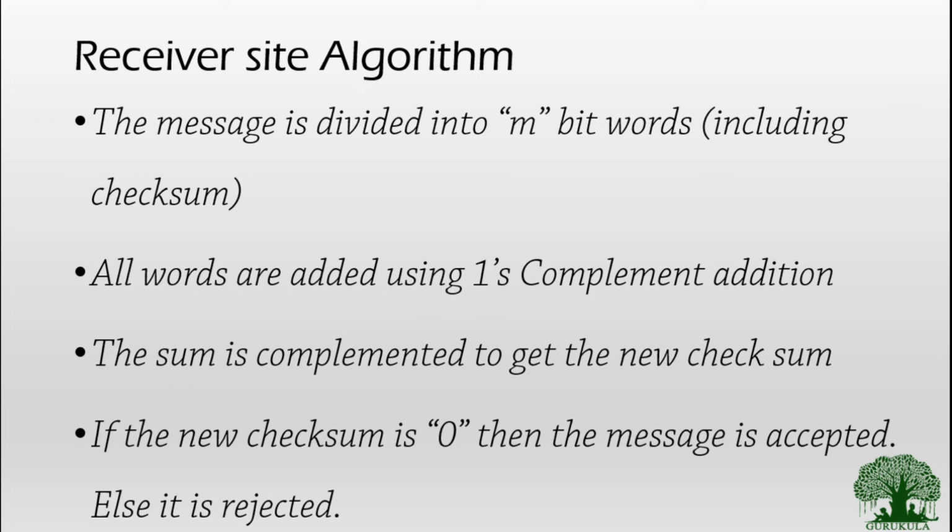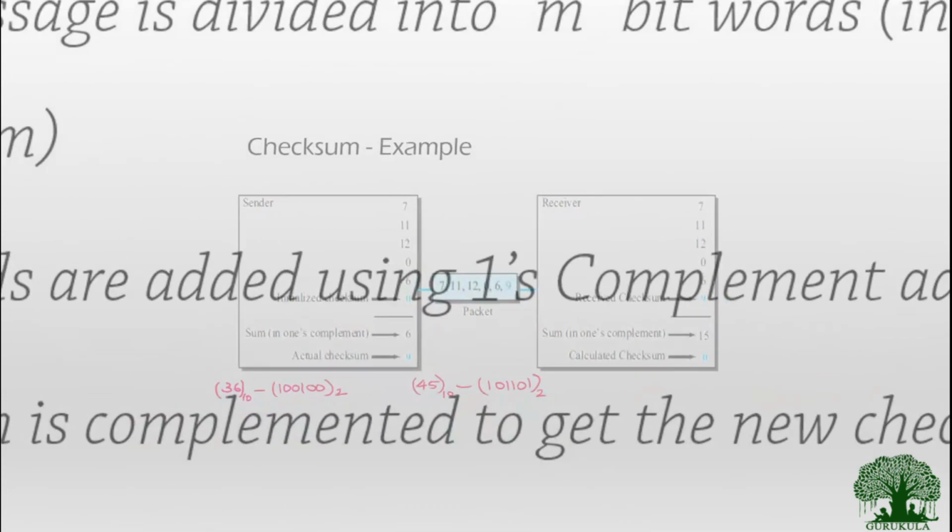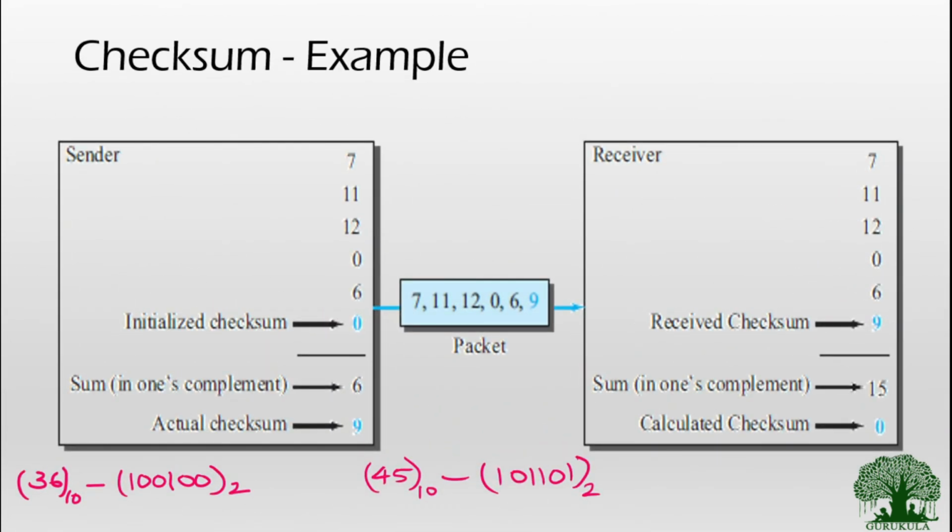Now, we will take a numerical example so as to understand the process of this checksum in a very detailed way. Solving this particular problem will help us understand the in-depth steps happening at the transmitter side and then the receiver side. So, let us assume that the data which I want to transmit is 7, 11, 12, 0 and then 6. This is the message which I want to transmit from the sender side to the receiver side.